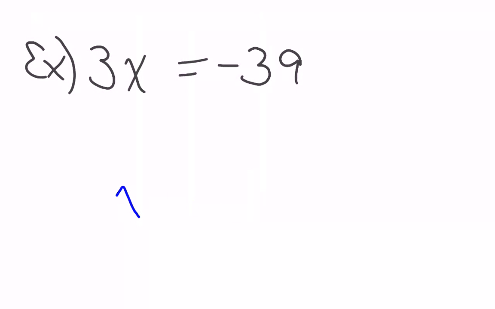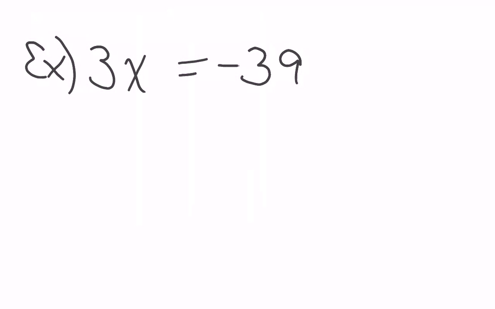Now, anytime there is a number next to something, just connected to it, it means that it's multiplied. And so we need to be able to undo that multiplication. And again, what we do to one side, we have to do to the other because we have the equal sign. And so we have to maintain that balance.